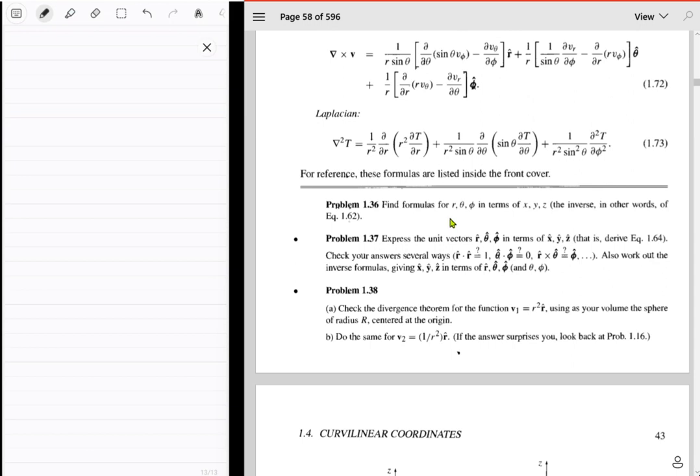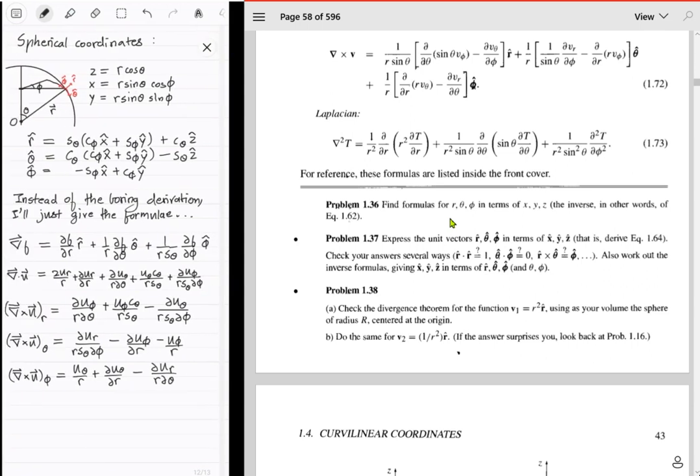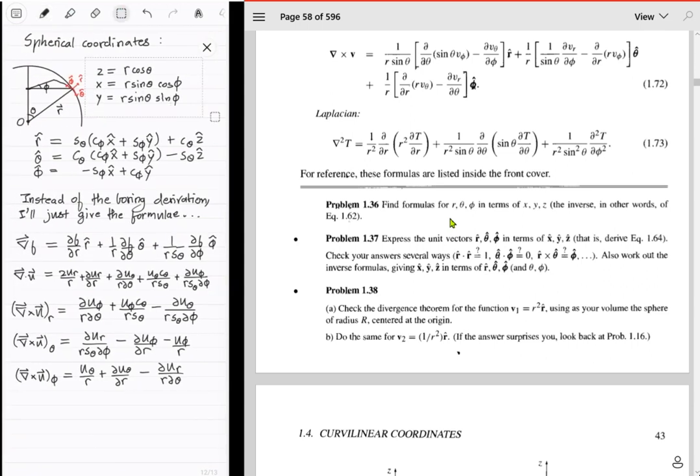Alright, find the formulas for r, theta, and phi in terms of x, y, z. The inverse, in other words, of equation 1.62. Okay. Right. I think phi would be the easiest, right? Yeah, I think so. So we've got x equal to r sine theta cosine phi, and y equal to r sine theta sine phi. You just copy this, in fact.